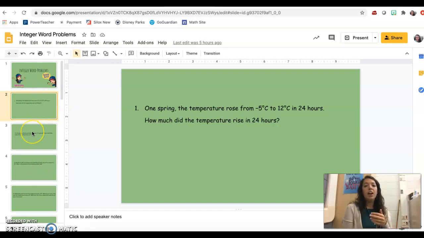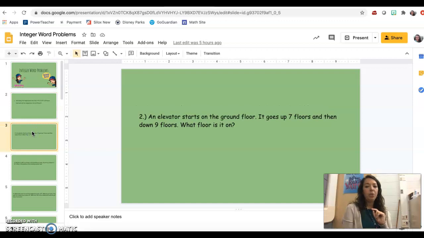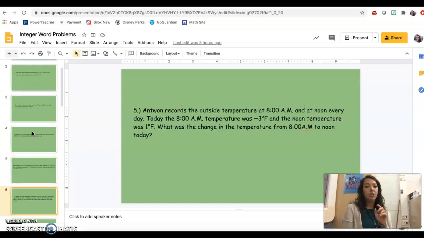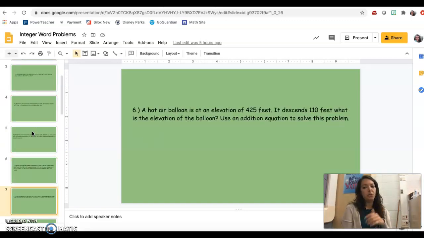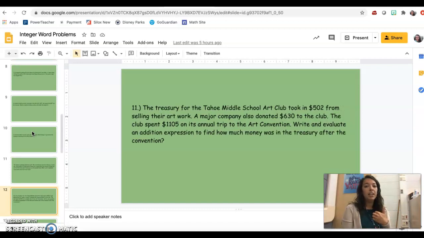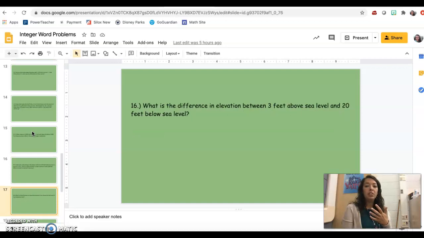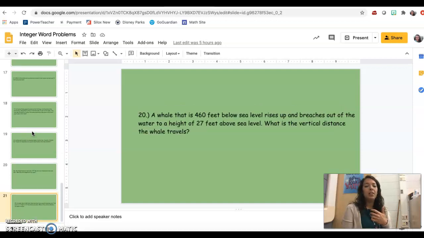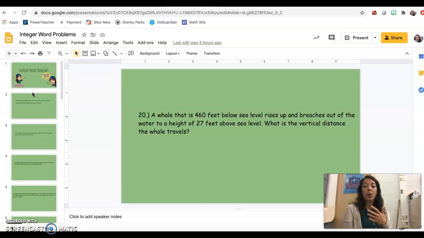On these, I will post the answer key to those today as well, but as you go through these, you'll be deciding, okay, do I need to add these? Do I need to subtract these? You sing your song, same signs keep and add, different signs subtract. So like I said, you have 20 total questions. I want to see your work on these, even if it's just you writing out 5 plus -2 equals 3.